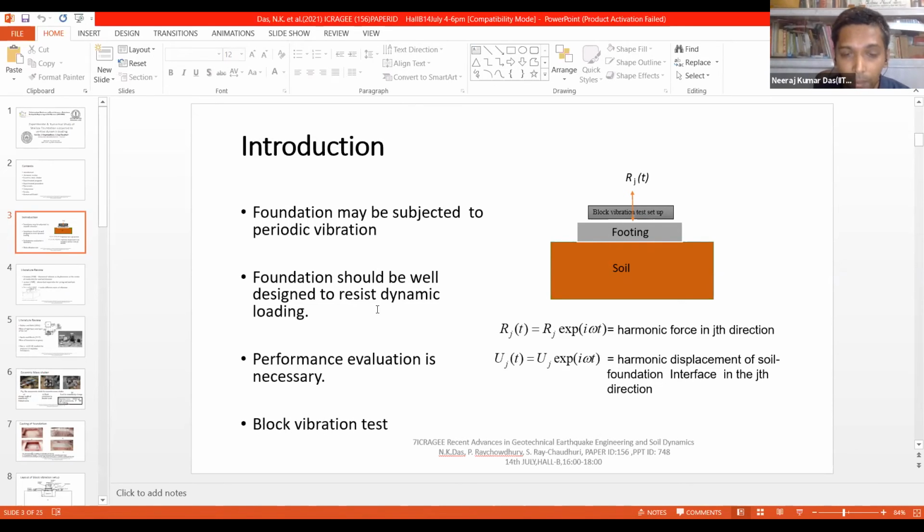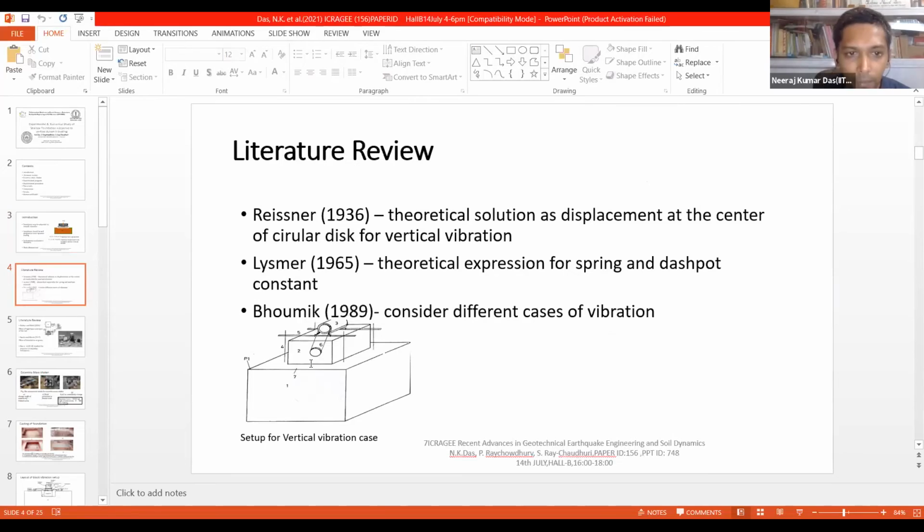So it should be well designed. The dynamic displacement should be in the visible range, and based on the mass we can add or subtract so that there is less vibration in the practical field case. This is also known as field vibration.